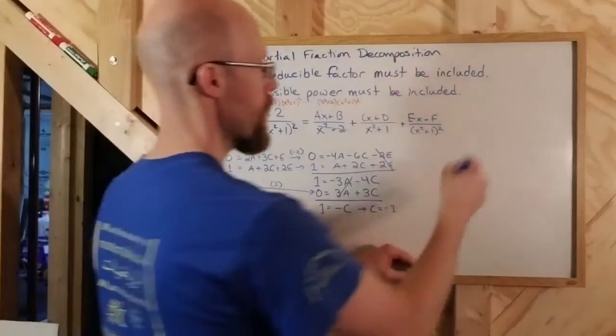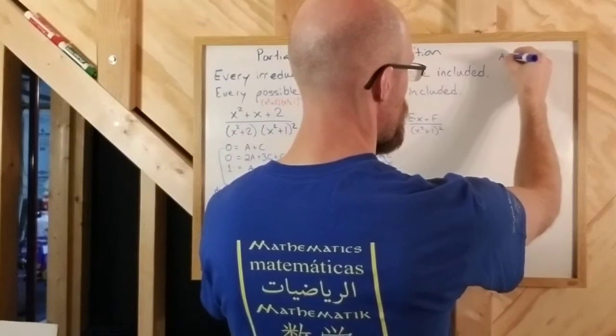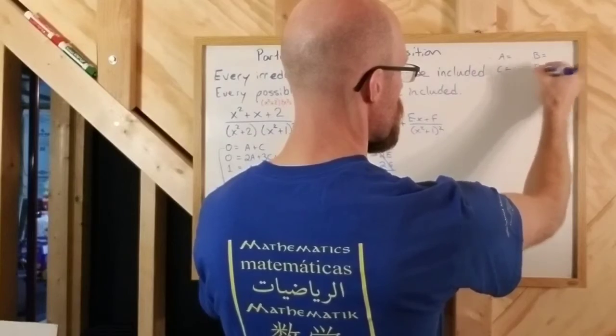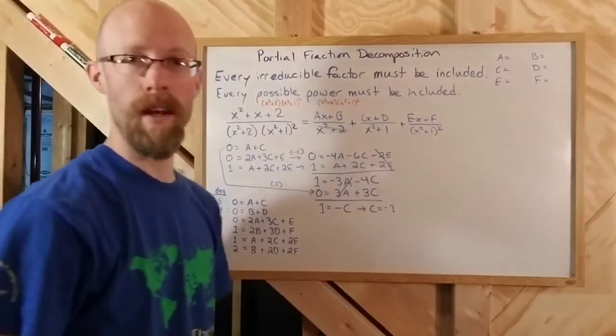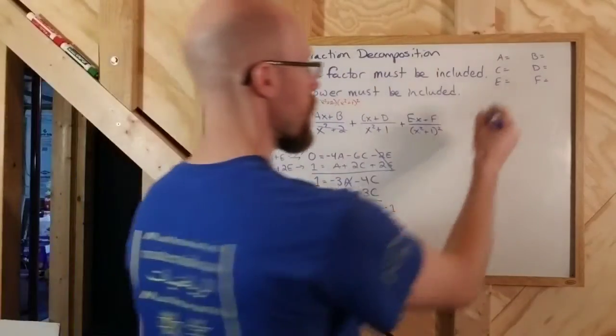I'm going to store that over here. Let's do a equals, b equals, c equals, d equals, e and f. I'm going to store them so that if I need to erase some work to make room, I can do that. So c is -1.